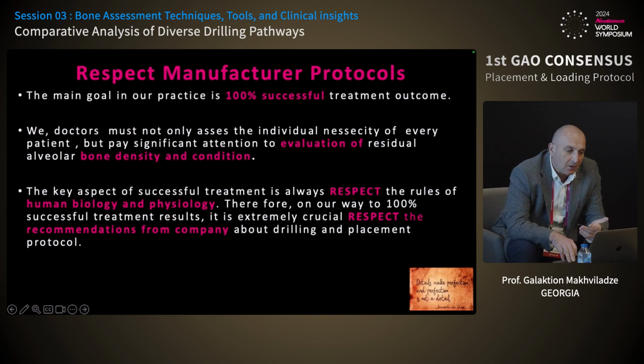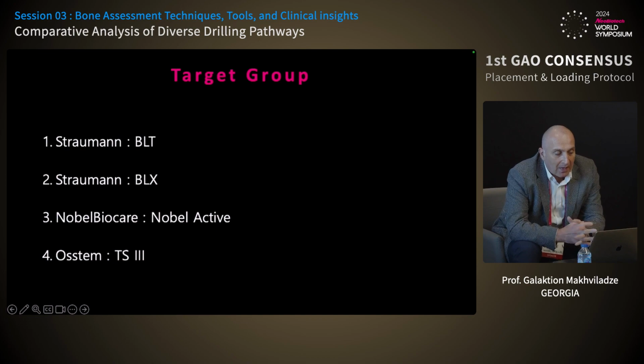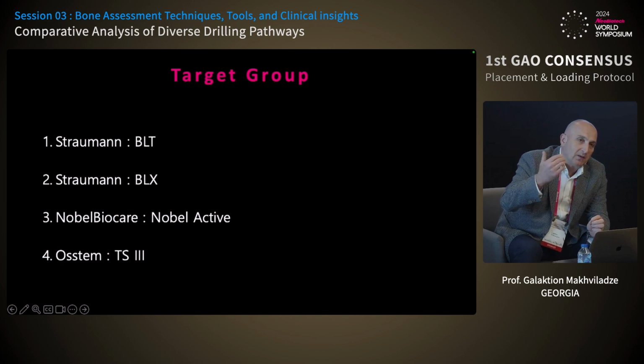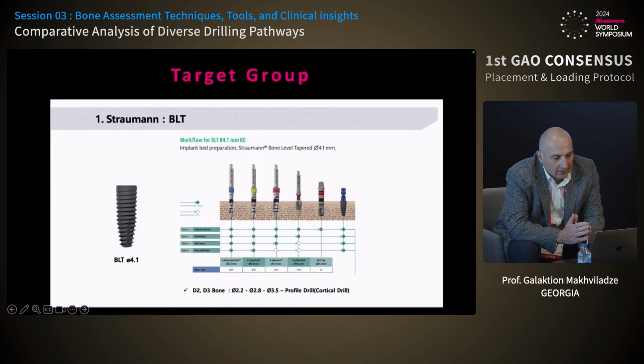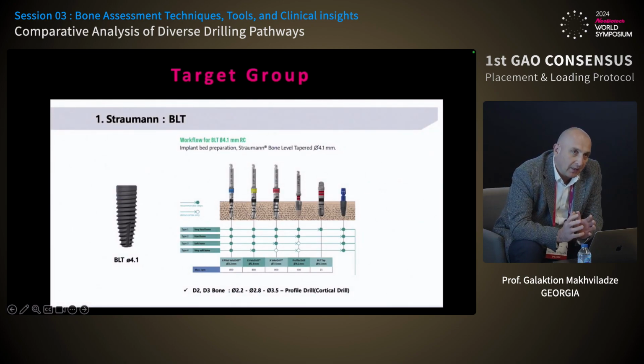So the target groups in this comparison were Straumann BLT, Straumann BLX, Nobel Biocare, and Osstem implant. I will go briefly through this protocol, because all of us know how to deal with this bone, but we need to pay attention to the specific details from Neobiotech, from Dr. Ho. With this unique concept, we can achieve high results, and we will even have zero failure.